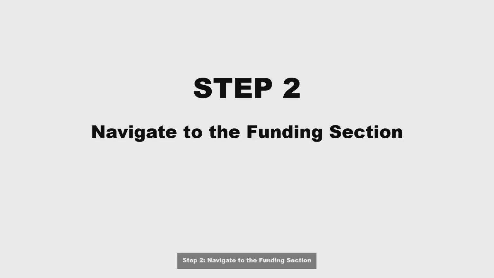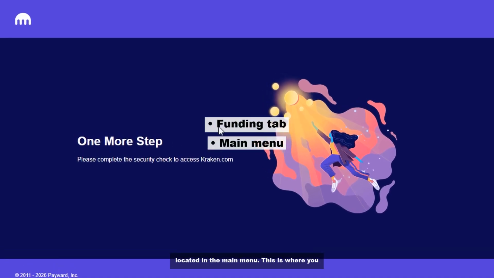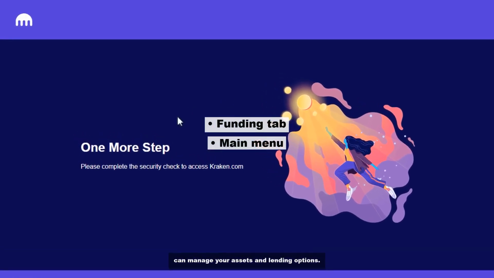Step 2. Navigate to the funding section. Once logged in, go to the funding tab located in the main menu. This is where you can manage your assets and lending options.